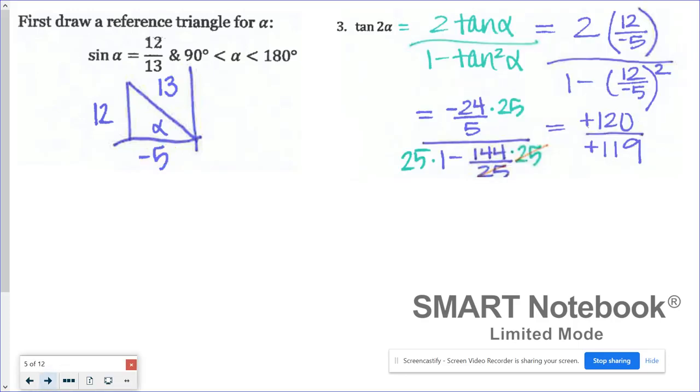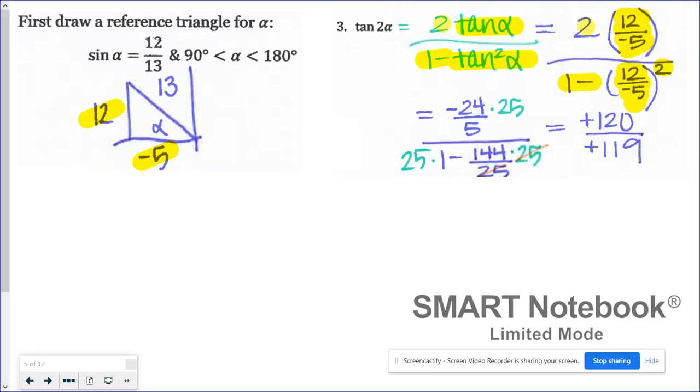In problem 3, I want tangent of 2 alpha. And this is the formula I have in green. And it's 2 times tangent of alpha divided by 1 minus tangent squared alpha. So I go to my reference triangle and I'm like, what's tangent of alpha? And tangent is the opposite over the adjacent. So in my numerator, I have 2 times tangent alpha, which is negative 12 fifths, divided by 1 minus tangent squared alpha. So I've got my tangent of 12 over negative 5, and I'm going to square it.